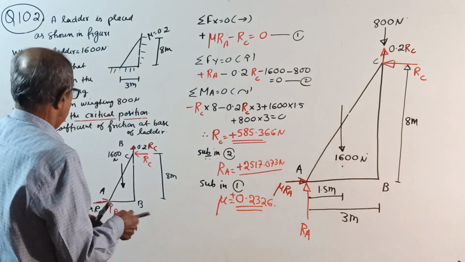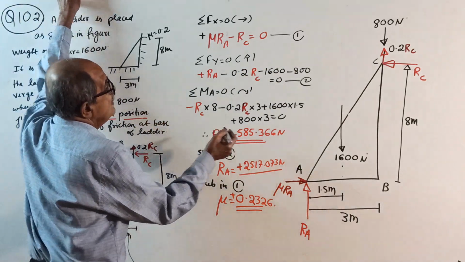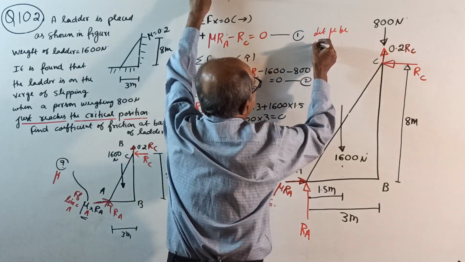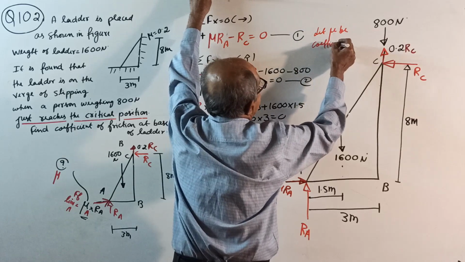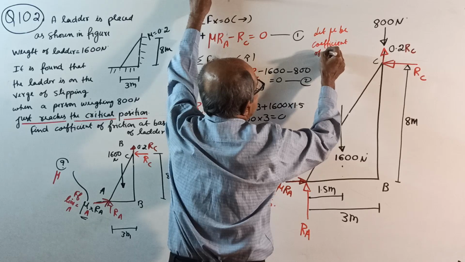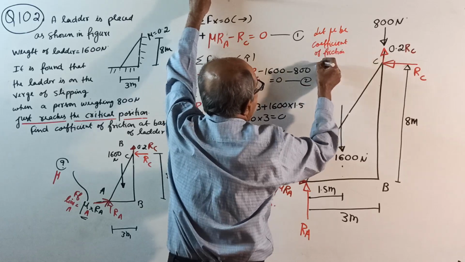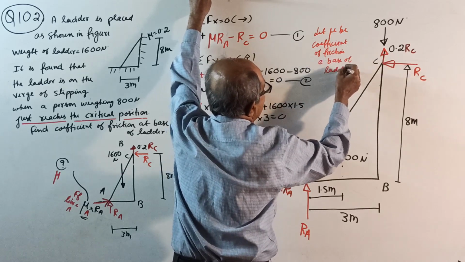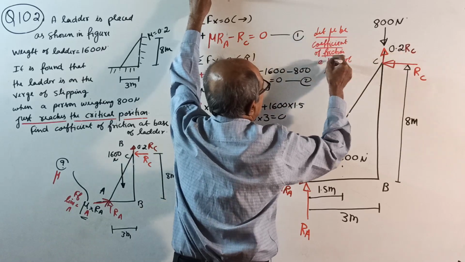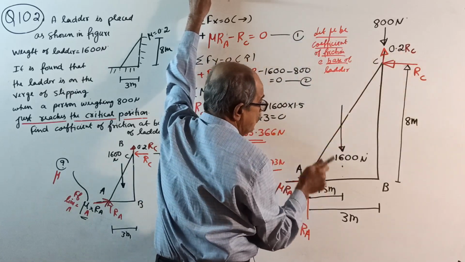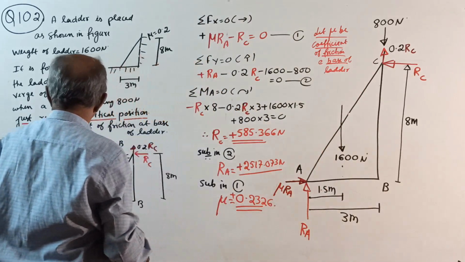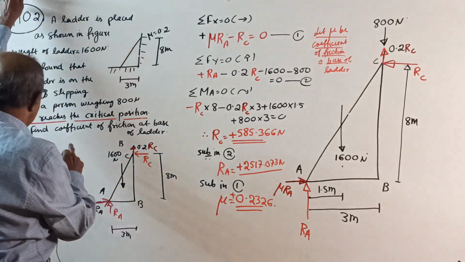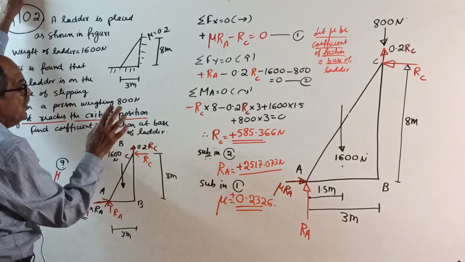Just when you start the question, you will write somewhere here: let mu be the coefficient of friction. That is what they want to calculate at the base, at the base of the ladder. Sufficient, why waste time? Or you can write for the contact of the ladder with the ground. That mu you have to calculate. Now, nothing is there. The only thing is, what is the critical position? Now, write the statement.